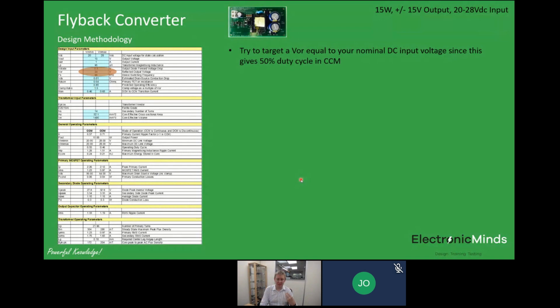One key thing to do is, I talked about this VOR figure on one of the earlier slides, this reflected output voltage. Now, if you can target a reflected output voltage which is equal to your nominal DC input voltage, that means that if you do operate in CCM operation, your duty cycle of your switch will be almost exactly 50%. And the reason that that's quite nice is the way this converter works is, remember, during the on time of the switch, the primary side circuit is active, sending energy into the core. Then during the off time of the switch, the secondary side circuit is taking that energy and transferring it through to the output.